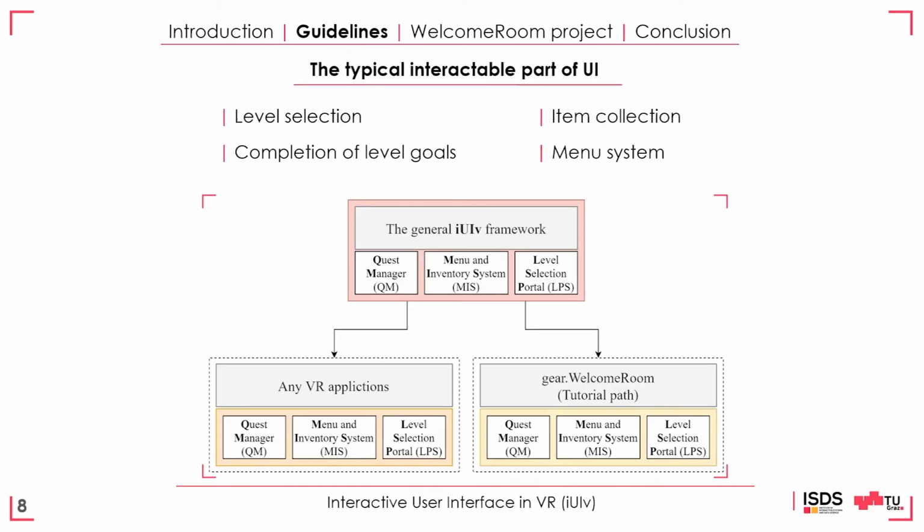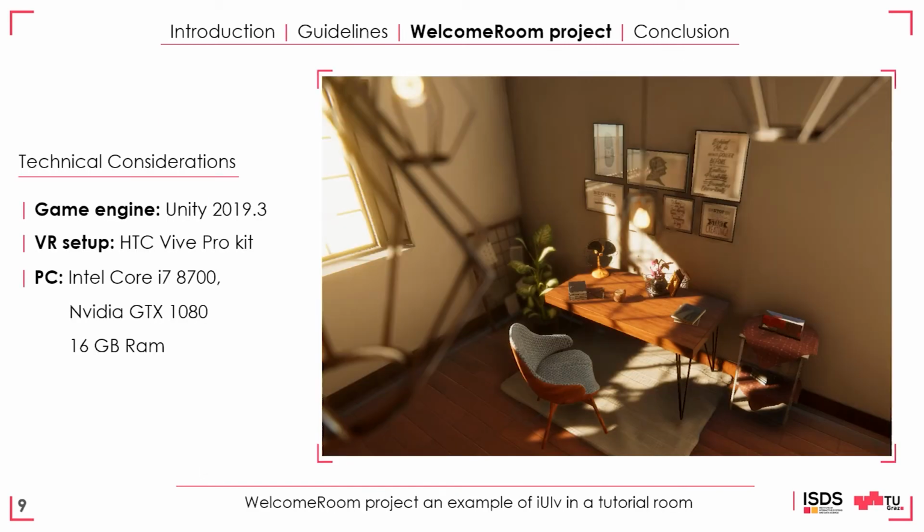We looked at these guidelines and typical interaction systems in games such as level selection, item collection, goal completion, and menu system. Accordingly, we proposed a conceptual framework for interactive user interface in VR, the so-called iUIV. This framework can be extended to various applications depending on their specifications. In the current state of iUIV, the framework consists of three main parts: menu and inventory system, quest manager, and level selection portal.